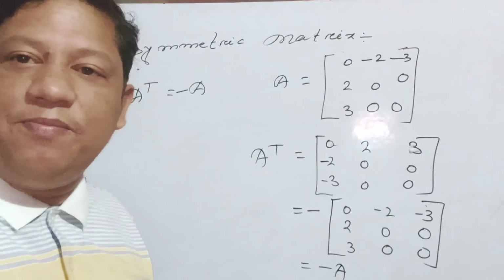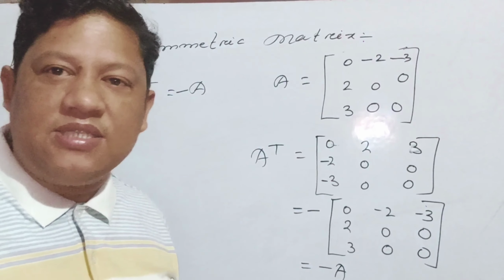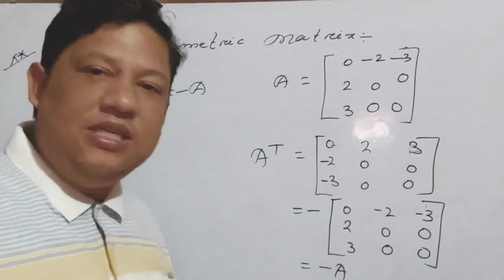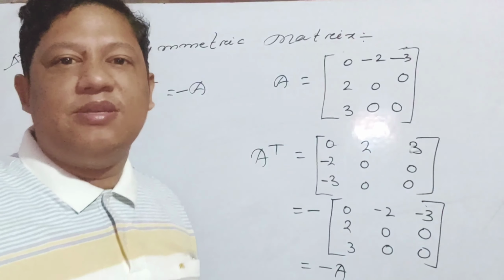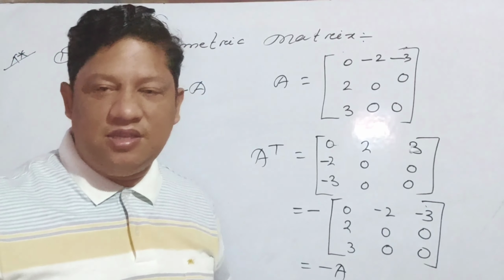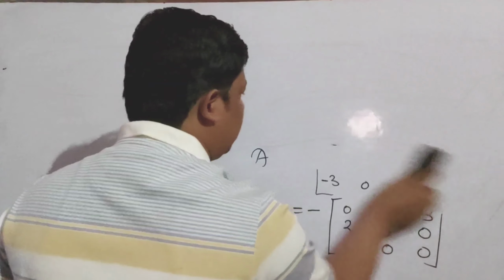So my dear students, I think you understand what I am going to discuss. In the case of a skew symmetric matrix, A transpose equals minus A, and that is called a skew symmetric matrix. But in the case of a symmetric matrix, A transpose equals A, and in the case of a skew symmetric matrix, A transpose equals minus A. That is the difference between symmetric and skew symmetric matrices. So I think you understand. Next, there are some properties of symmetric and skew symmetric matrices.